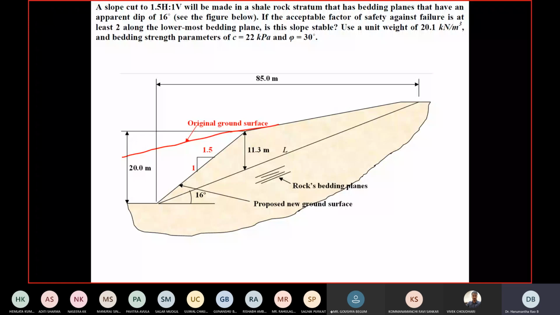A slope cut having a slope angle of 1.5 horizontal to 1 vertical will be made in a shale rock stratum that has bedding planes that have an apparent dip of 16 degree. If the acceptable factor of safety against failure is at least 2 along the lowest most bedding plane, is this slope stable? So you need to determine the factor of safety. Use a unit weight of 20.1 kilonewton per cubic meter and bedding strength parameters C is 22 kilopascals and phi is 30 degree.